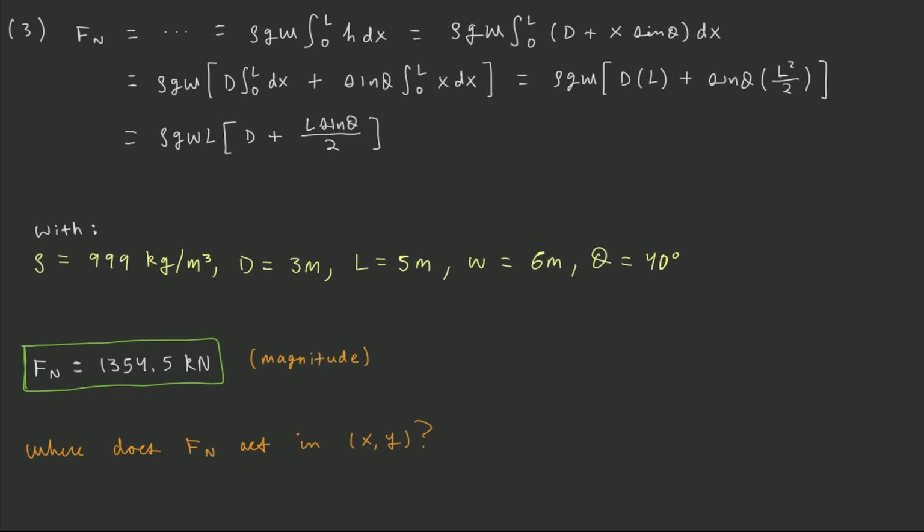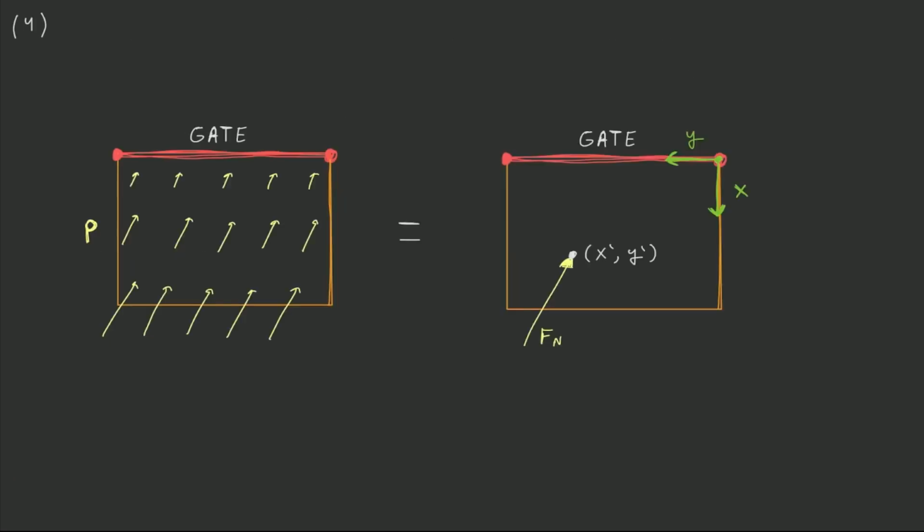So the next question is, where does the net force act in XY? Where does the net force act on the plate? So in this view, we're looking at the pressure distribution on the gate versus the equivalent net force on the gate. So if you look at the gate along its length, so this is the hinge and this is the gate itself, you see that the pressure here is really the pressure here, the pressure here is really the pressure here, and the pressure here is really the pressure here. So that's how it kind of looks from an XY view to a side view.